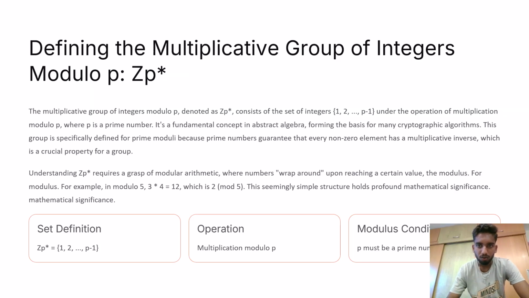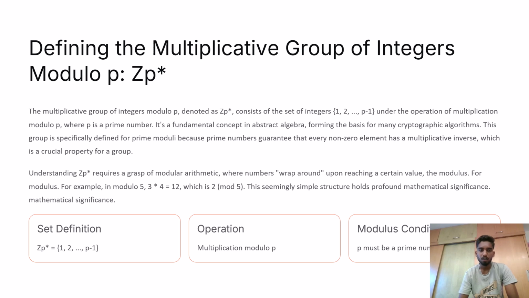Defining the multiplicative group of integers modulo p, Zp star. The multiplicative group of integers modulo p, denoted as Zp star, consists of the set of integers 1, 2, up to p minus 1, under the operation of multiplication modulo p, where p is a prime number. It's a fundamental concept in abstract algebra, forming the basis of many cryptographic algorithms. This group is specially defined for prime moduli, because prime numbers guarantee that every non-zero element has a multiplicative inverse, which is a crucial property for a group.